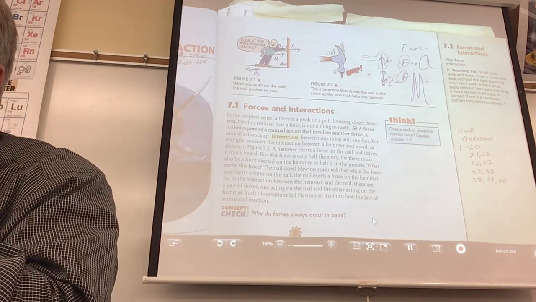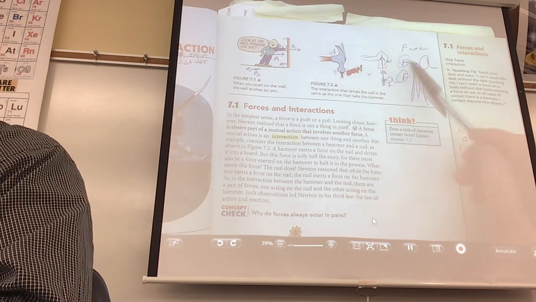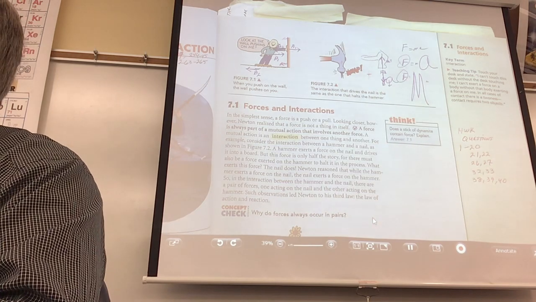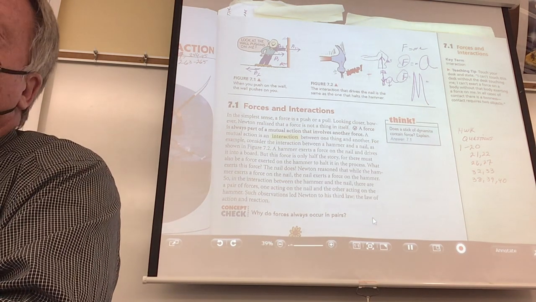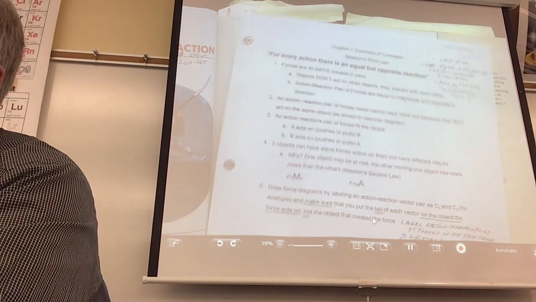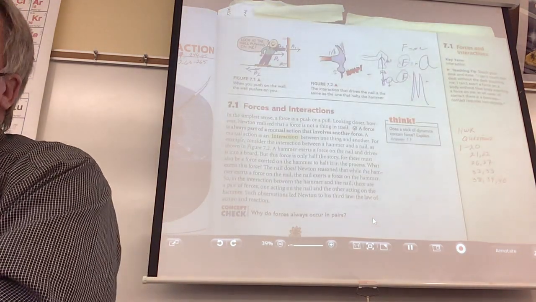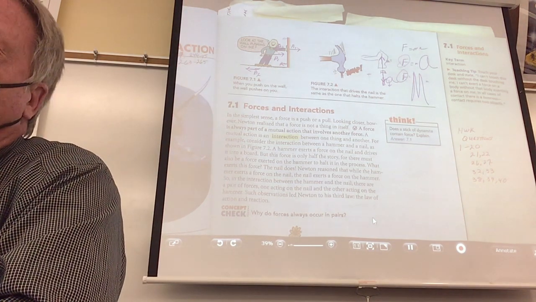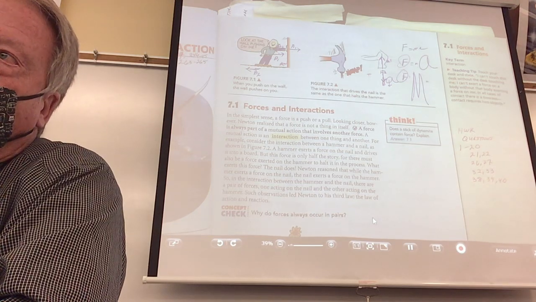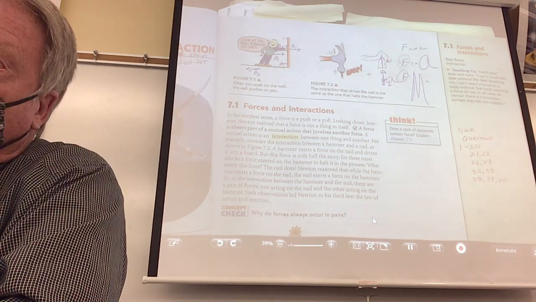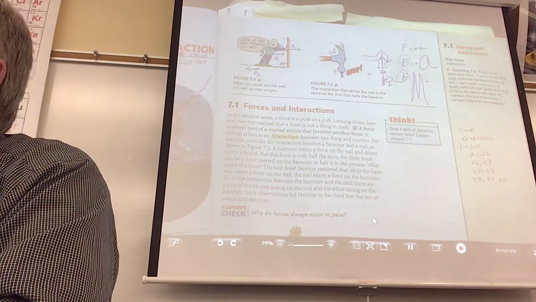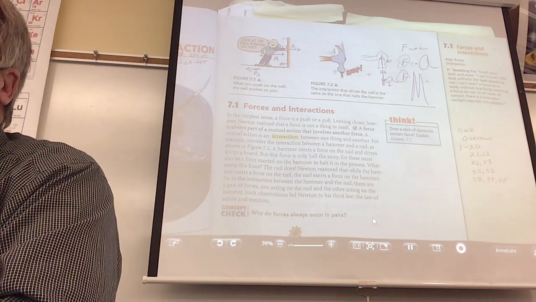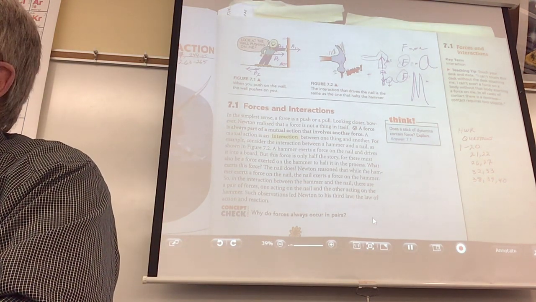Now, let's be careful. The hammer and the nail again. Which one's greater, the force of the hammer on the nail or the force of the nail on the hammer? Wouldn't they just be the same? They have to be the same. Aren't they part of the same action-reaction pair? For every action there's an equal and opposite reaction, isn't that Newton's third law? They have to be the same.